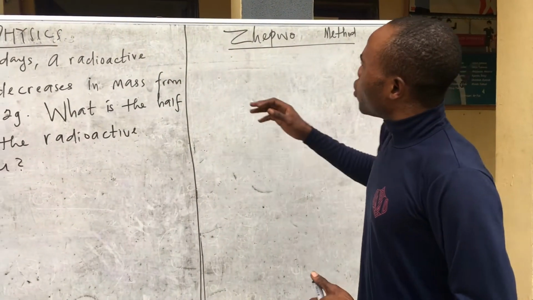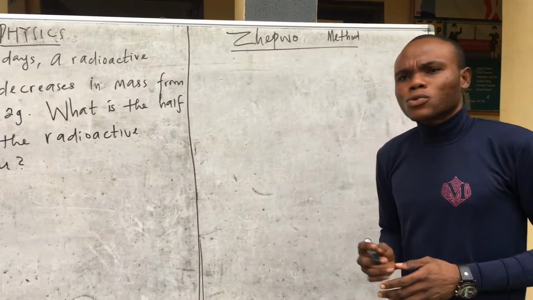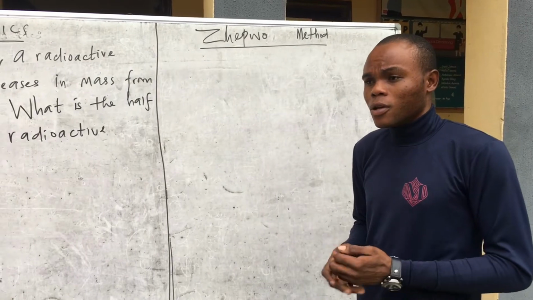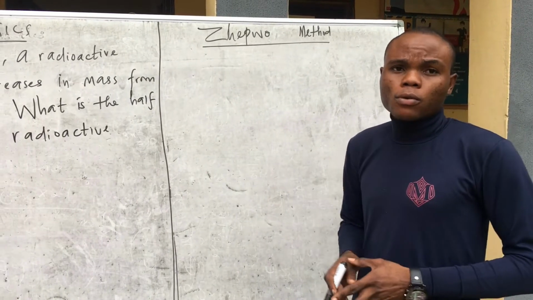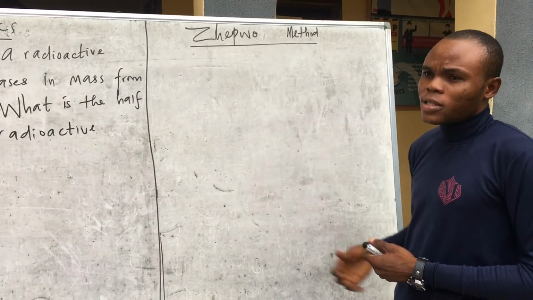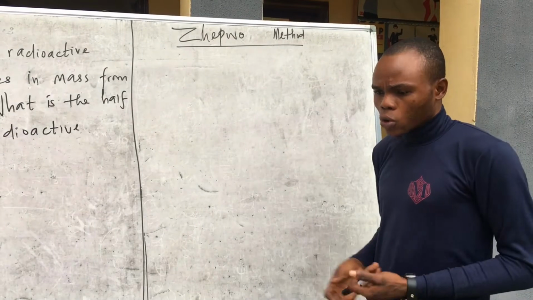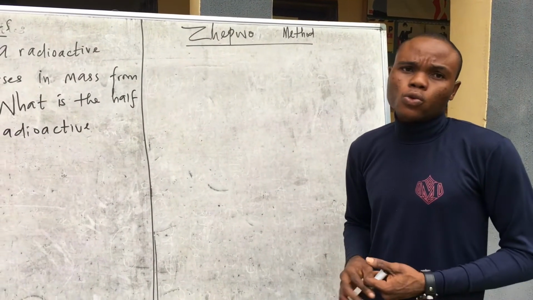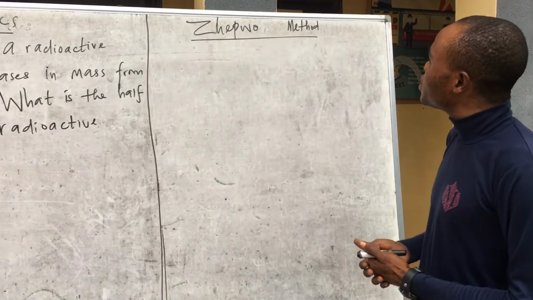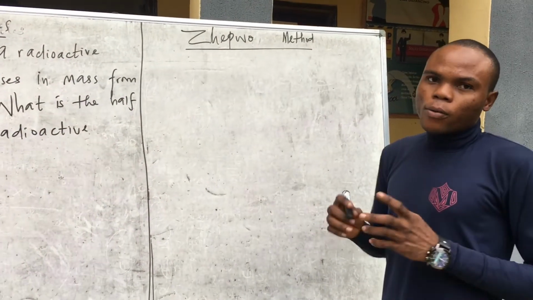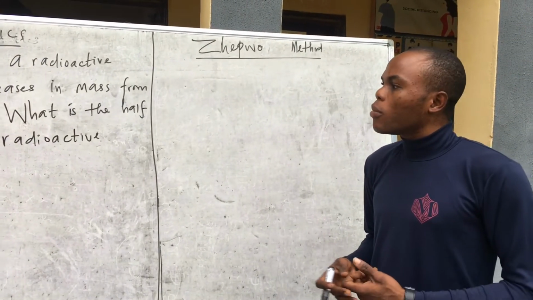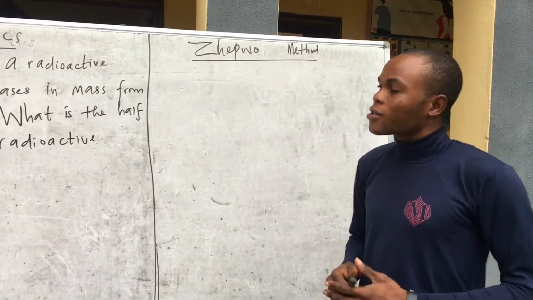There are basically two methods of solving mathematical problems relating to radioactivity. It's either you use the conventional method or you use the Zhepwo method. Not many persons are familiar with the Zhepwo method, but almost every student of senior secondary school is familiar with the conventional method. That's why I decided to use the Zhepwo method, to make us realize that the conventional method is not the only method that can be used to solve problems relating to radioactivity.